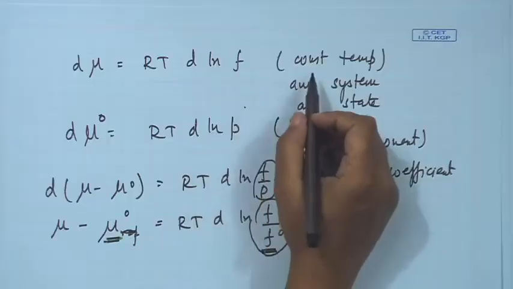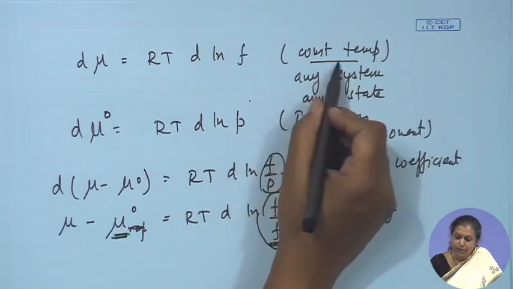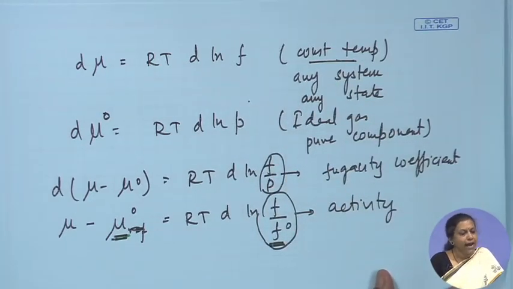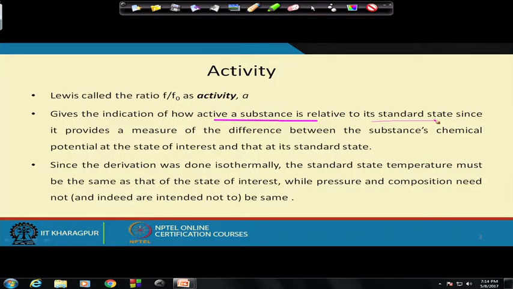The other thing we need to remember is that the standard state is with reference to the pressure and composition. It is not with reference to the temperature, because the derivation was done under isothermal conditions. For each and every case, this condition was maintained. So, the standard state's temperature must be the same as the temperature of the state of interest. It is only the pressure and composition which can vary between the two states.